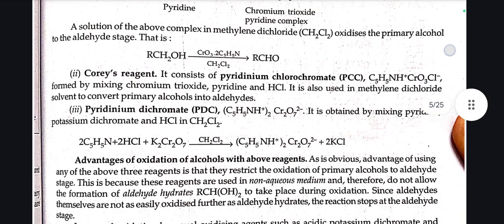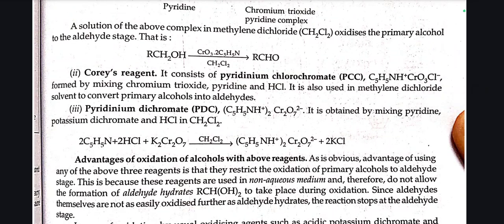Second reagent is Corey's reagent. It consists of pyridinium chlorochromate, PCC, formed by mixing chromium trioxide, pyridine and HCl. It is also used in methylene dichloride solvent to convert primary alcohol into aldehydes. Third is pyridinium dichromate, which is PDC. It is obtained by mixing pyridine, potassium dichromate, and HCl in CH2Cl2.